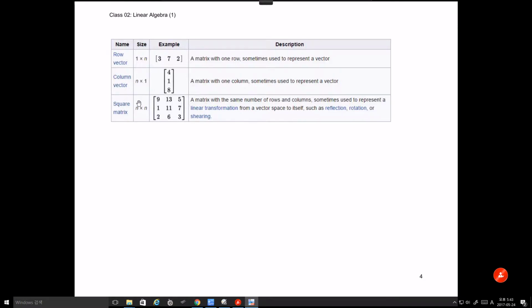Square matrix is n by n. The number of rows and number of columns are the same. It is a matrix with the same number of rows and columns, sometimes used to represent a linear transformation from a vector space to itself, such as reflection, rotation, or shearing.